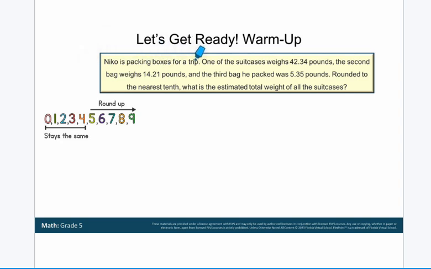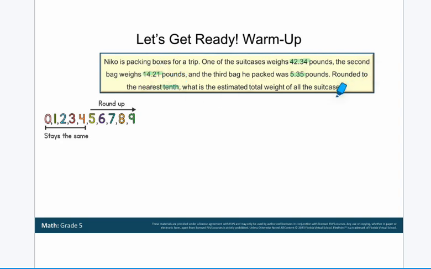I know he's packing for a trip. One suitcase is 42 and 34 hundredths. The second bag is going to be 14 and 21 hundredths. The third bag is 5 and 35 hundredths of a pound. Something that I notice is that it says rounded to the nearest tenth.